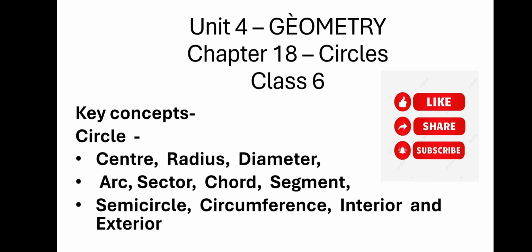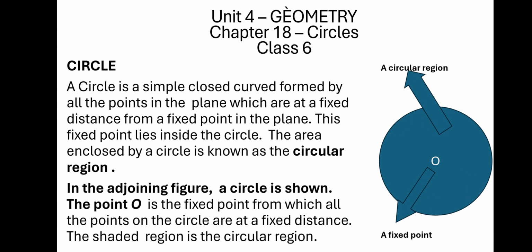So let's start. Now the key concepts in the chapter Circles are center, radius and diameter of a circle, arc, sector, chord and segment of the circle, semicircle, circumference of the circle, and interior and exterior of the circle. So let's start with the explanation of what is a circle.